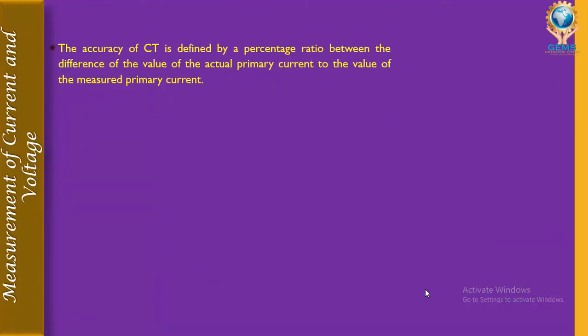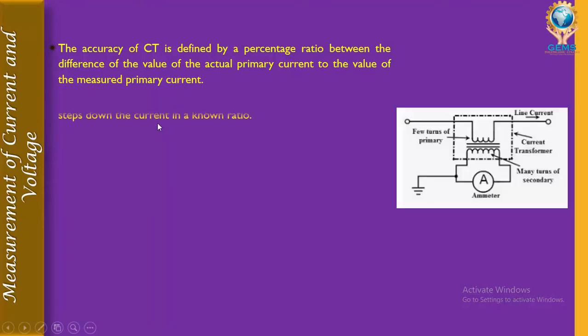The accuracy of a current transformer is defined by the percentage ratio between the difference of the value of the actual primary current to the value of the measured primary current. So the value from the secondary winding to the value of the primary winding in percentage ratio will give me the accuracy of the current transformer.